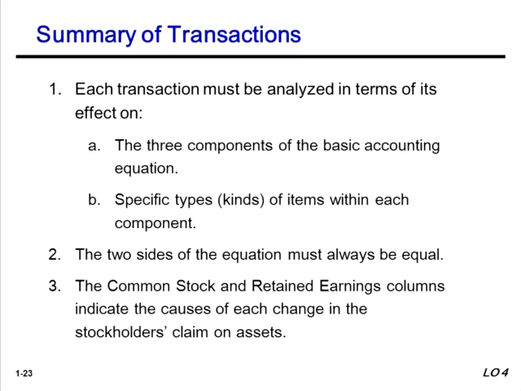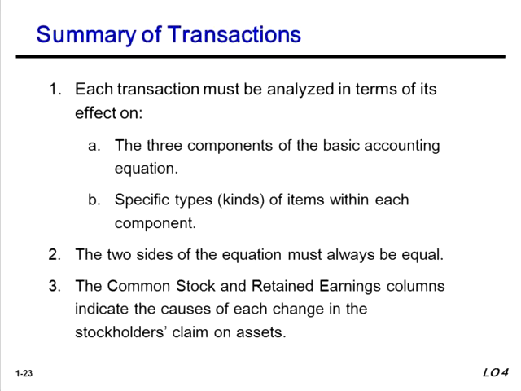All right, so here's a summary. Each transaction must be analyzed in terms of its effect on the 3 components of the basic accounting equation and the specific types or kinds of item within each component. So we have to look at the transaction. We have to determine which accounts are going to be involved, and will they go up and will they go down. Just to reiterate once again, the 2 sides of the equation must always be equal.